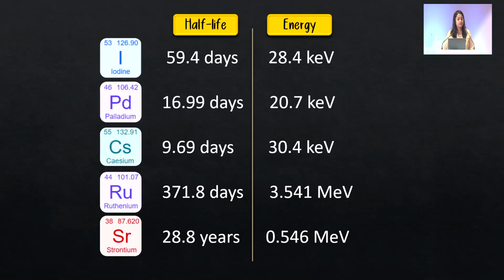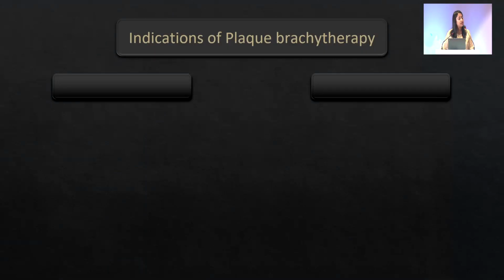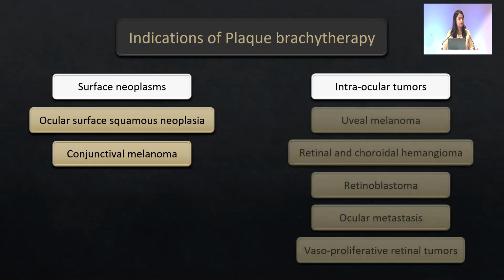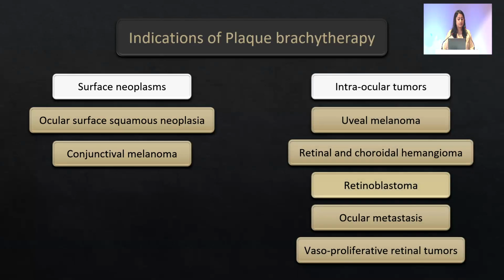And everything depends on the half-life and the energy, so good detailing and information about half-life and energy is important, so that we can plan the treatment going forward. When we talk about the indications of plaque brachytherapy, they could be surface neoplasms and intraocular tumors as well, but I'll be specifically talking on retinoblastoma.